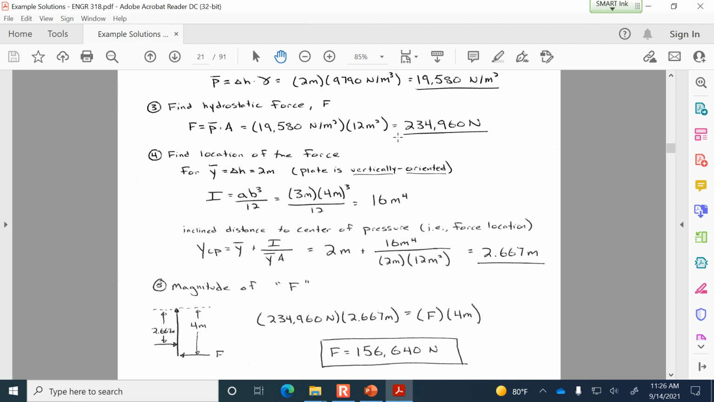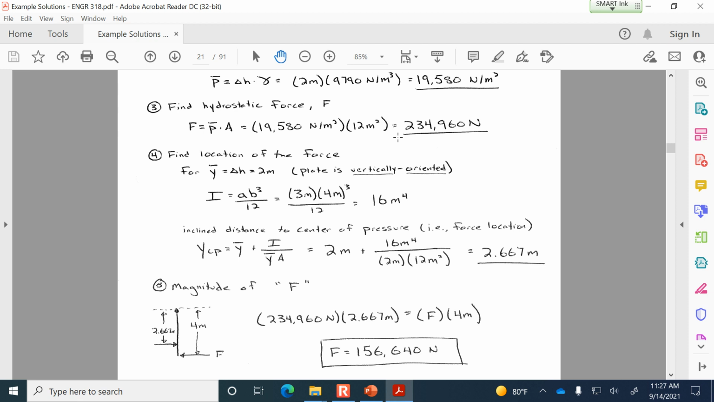What we already had was that delta H is 2 meters. And since the gate is vertically oriented in this example, Y bar is also 2 meters because it's straight up and down. Remember, Y bar would ordinarily be the slant distance from the center of area to the water surface. But since it's vertically oriented, delta H equals Y bar.